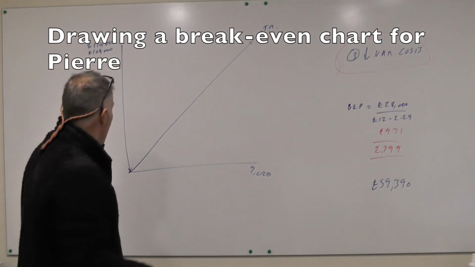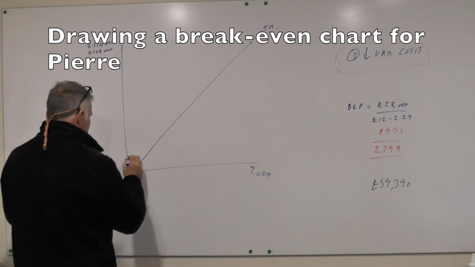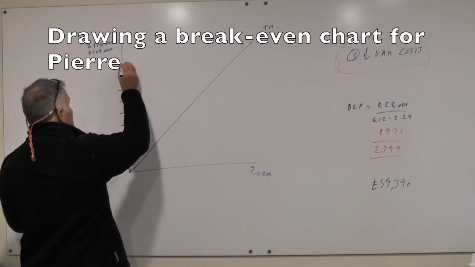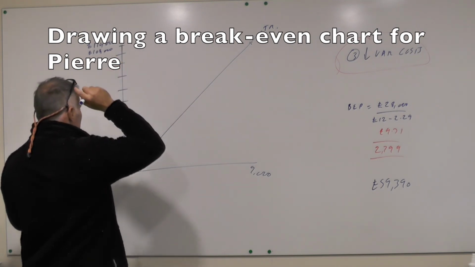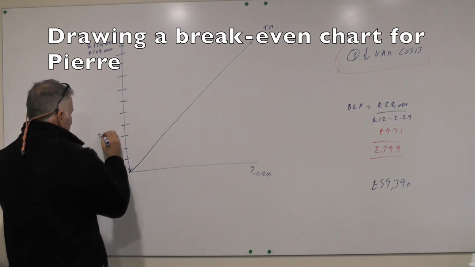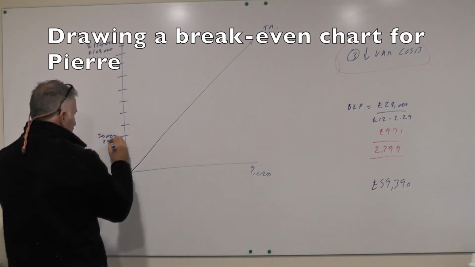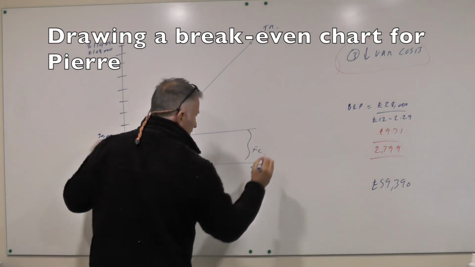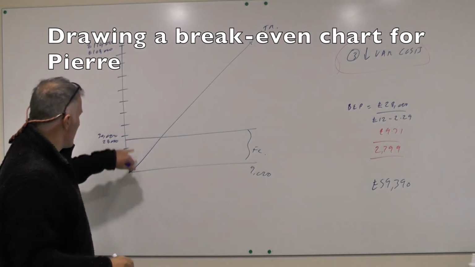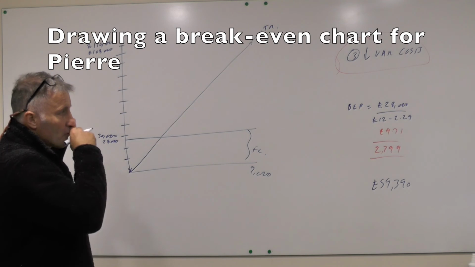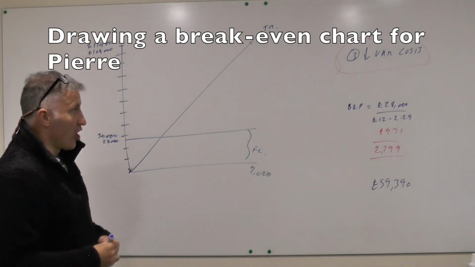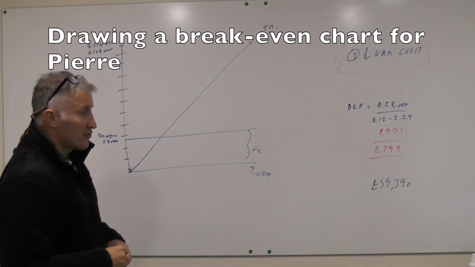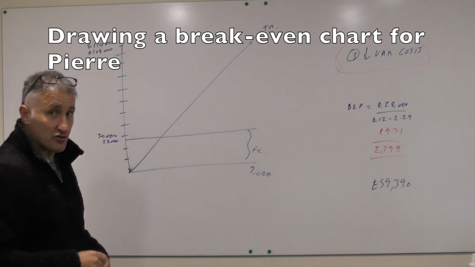Easy peasy. The fixed cost line is 28,000 quid. So 10, 20, 30, 40, 50, 60, 70, 80, 90, 100, 108, 110. So this is going to be roughly £30,000 here, and this is £28,000 here. So I draw a line across there, and those are my fixed costs. If I sell no t-shirts, I've still got to pay 28,000 quid. And then I'm going to go 9,000 t-shirts times £2.29, which I think comes to about £20,610.